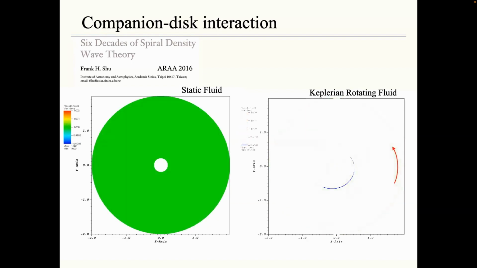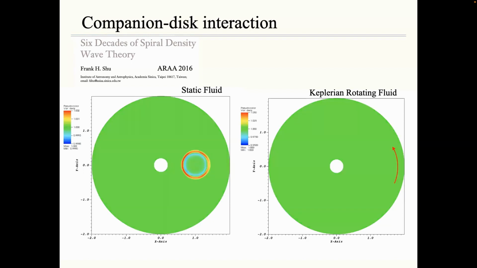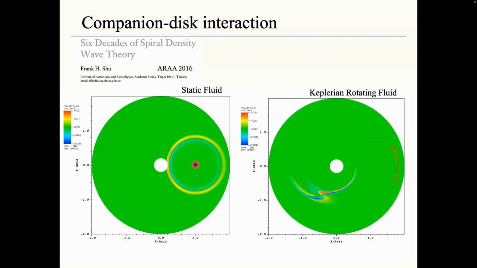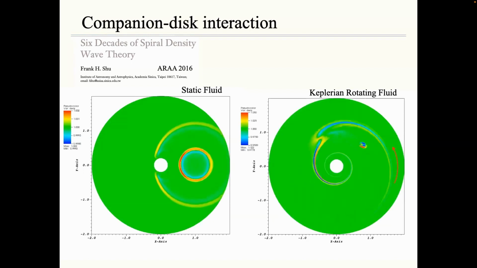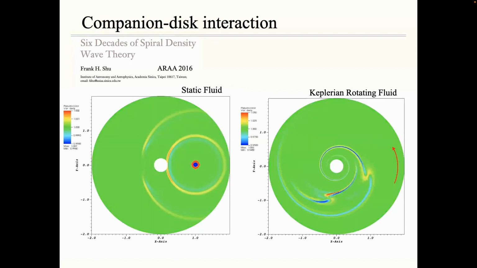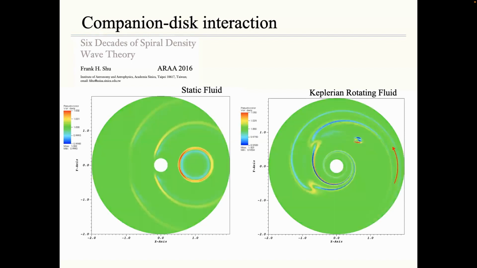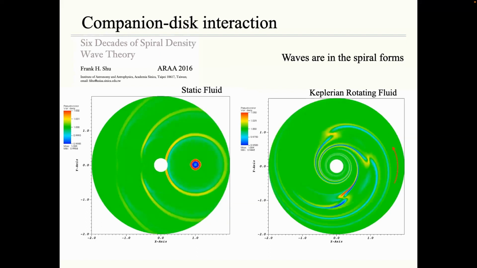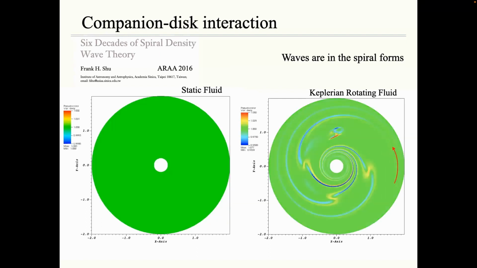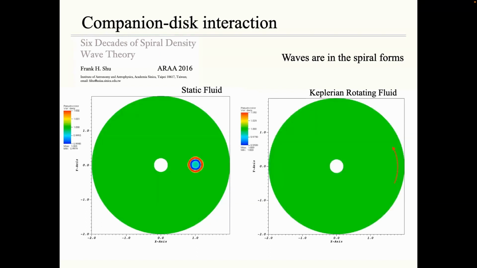But due to the Keplerian shear, when the perturbation travels inside, it will be sheared into a spiral wave. So overall, in a rotating disk system, if you have any perturbation, you will generate a spiral wave. So it's a spiral form. The waves propagating in the disk are always in the spiral form.